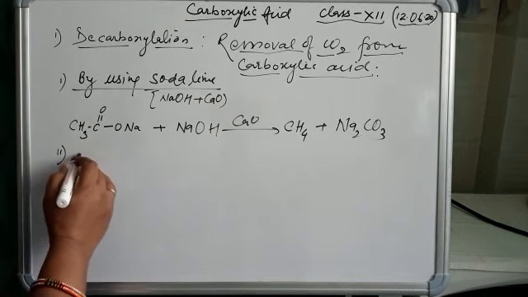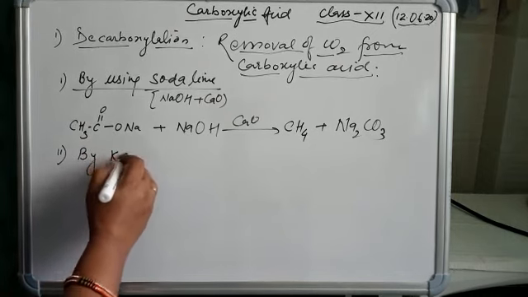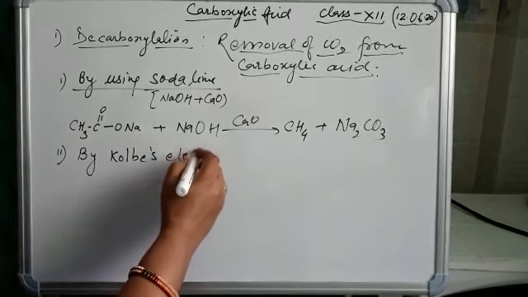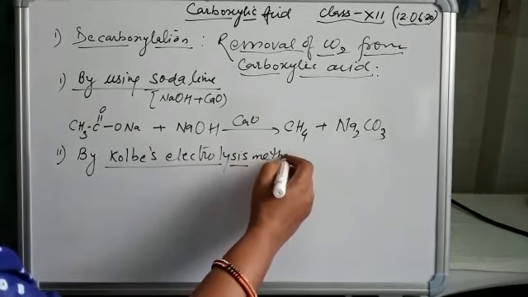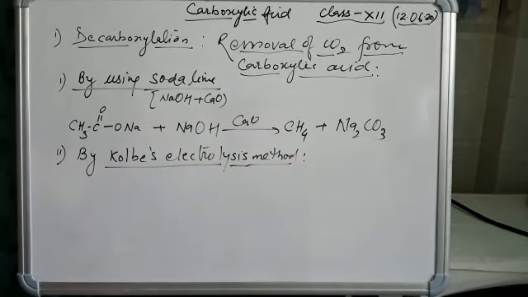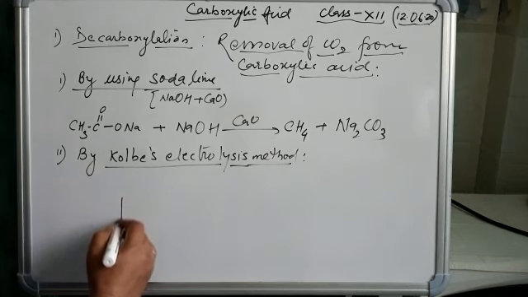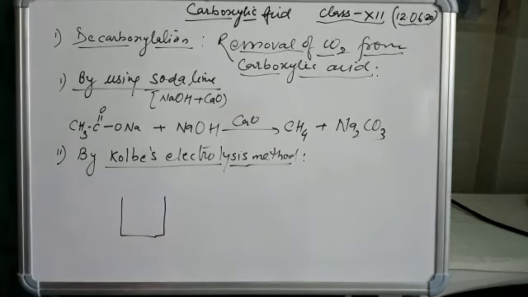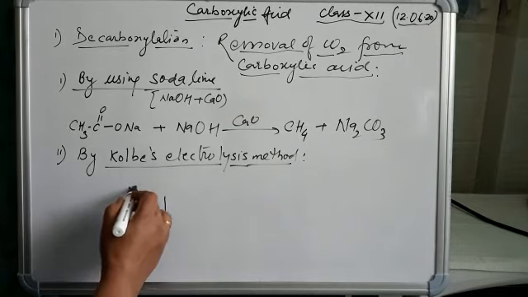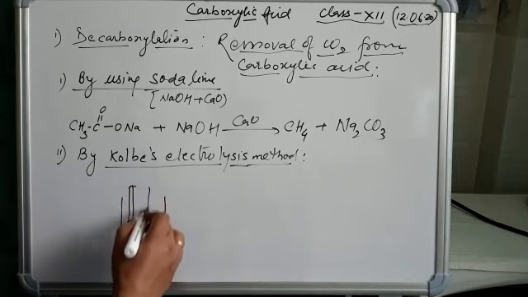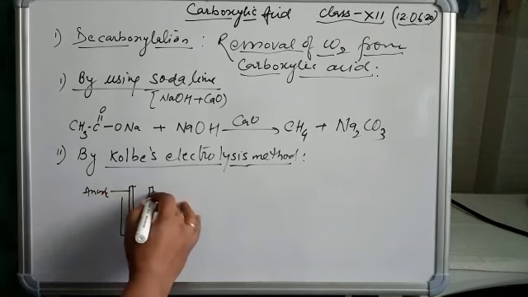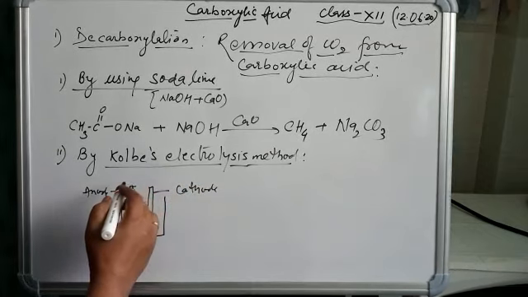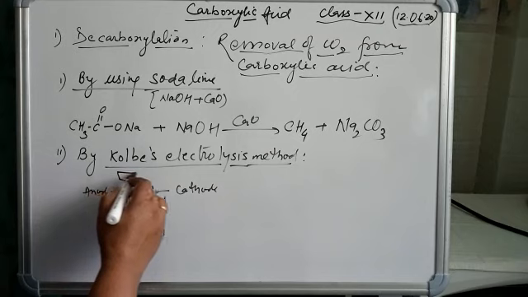The next one is by Kolbe's electrolysis method. In the Kolbe's electrolysis method, we know that there will be one electrolytic cell in which two electrodes, one connected as anode and one connected with cathode, and this is connected by a cell.